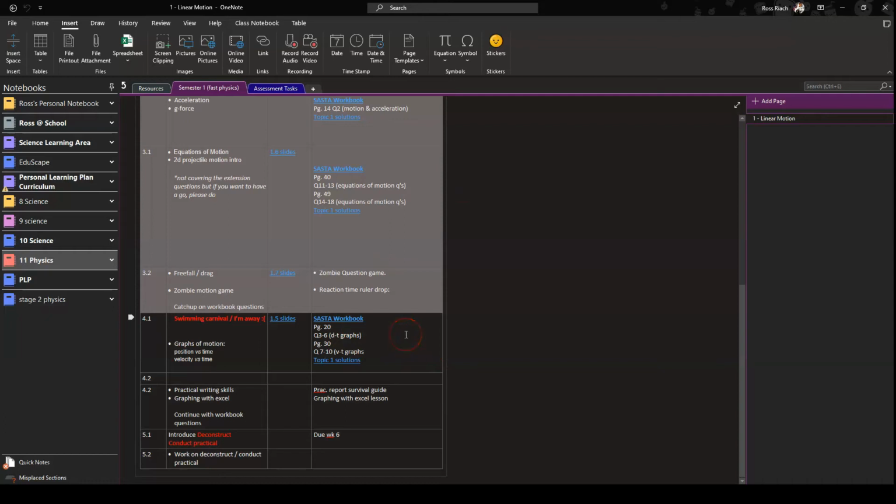Next lesson, we're going to start talking about prac writing skills, about how to graph with Excel, and really fine tune that prac report before we start the deconstruct in the following lesson.